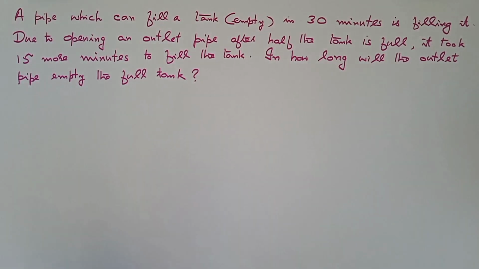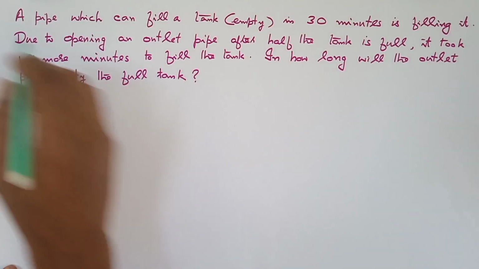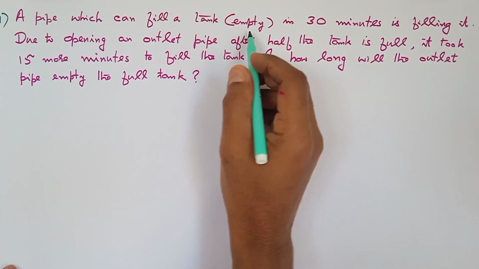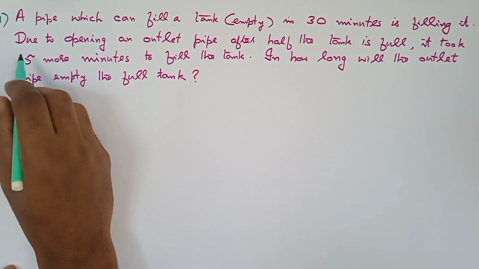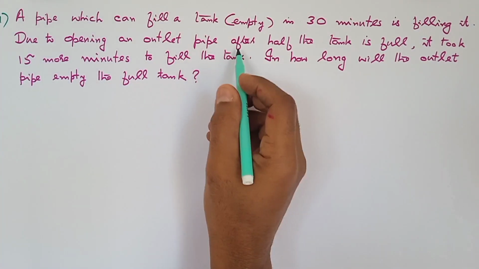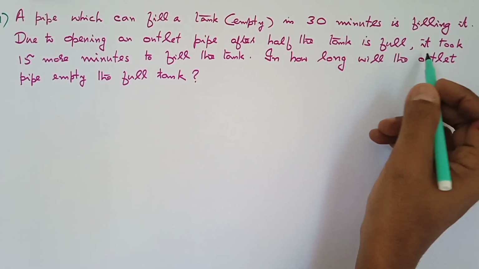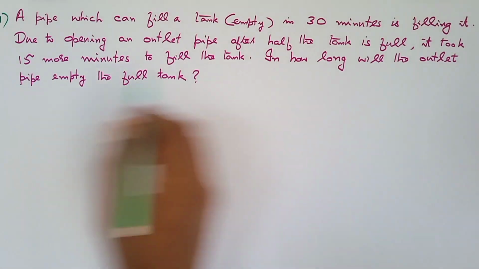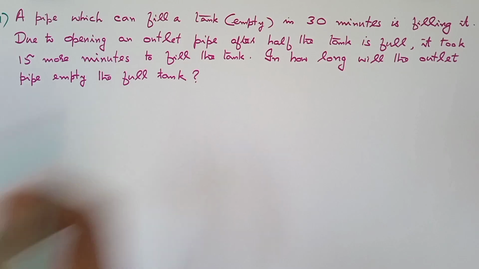Let's do a few challenging problems from pipes and systems. First one: a pipe which can fill a tank in 30 minutes is filling it. Due to opening an outlet pipe after half the tank is full, it took 15 more minutes to fill the tank. In how long will the outlet pipe empty the full tank?